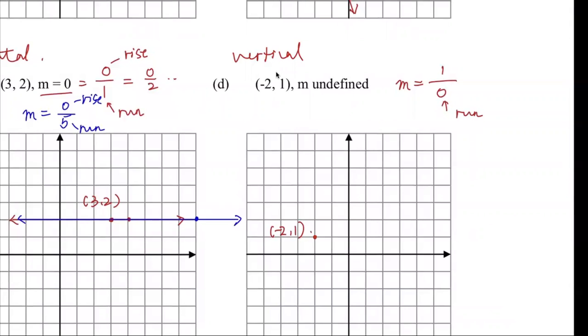I forgot how to spell the word. Is it C-A-L or C-L-E? Give me 1 second, let me check. C-A-L is vertical, C-A-L. So we know that when the straight line has an undefined slope, that means the straight line must be vertical, right?